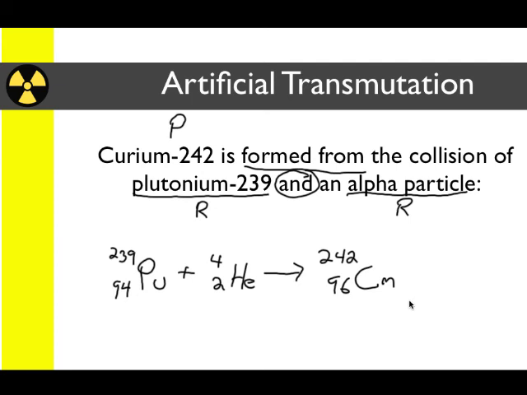Right? You tell me. 239 plus 4? No, something's wrong. That's 243, but I only have 242 on the right. There's another particle. Just because it's not listed does not mean you can forget about it. Do your math. The numbers on the left and the right have to add up. One left over. And on the bottom, 94 plus 2 is 96, and that's what we have on the bottom already.